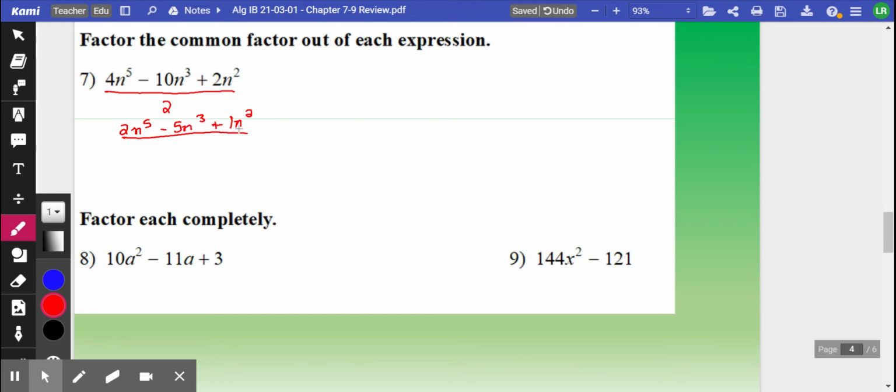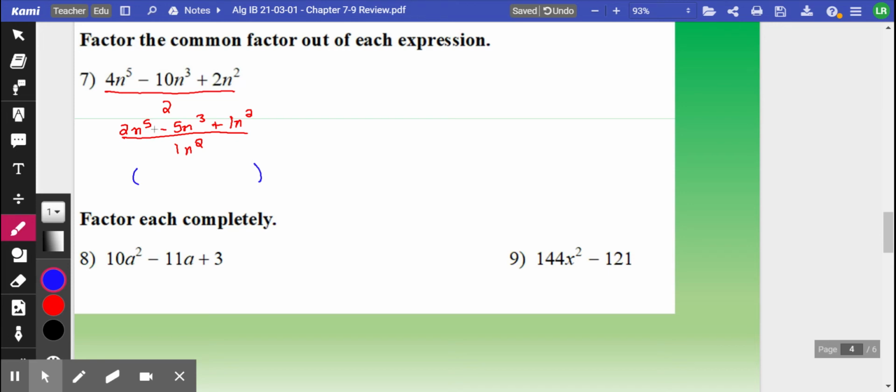What else can I divide out? I have a 1 there, so 1, it's done. Okay. From here, I'm going to look at the variables, and they all have n's. So I want the smallest exponent, and I'm going to divide that out, n squared. Now, when I get my result from that, when I divide that out, that's going to go inside parentheses.